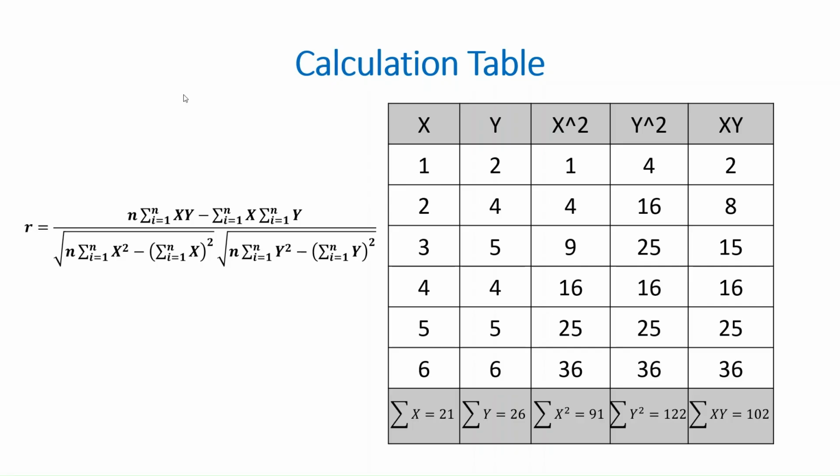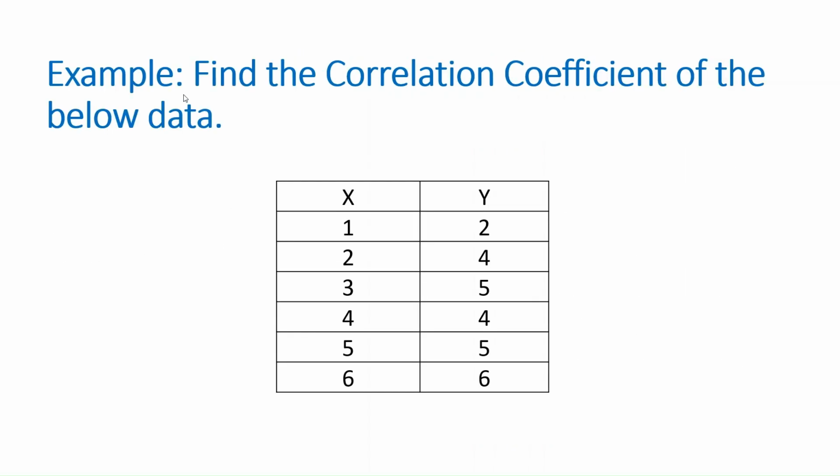Now, what is n here? n is nothing but the total number of observations we have. What is the value of n? In our case, it is 6. If we look into this data, then we can see that we have only 6 observations per variable. So n is 6 for our data.